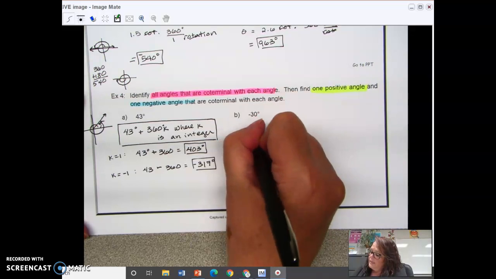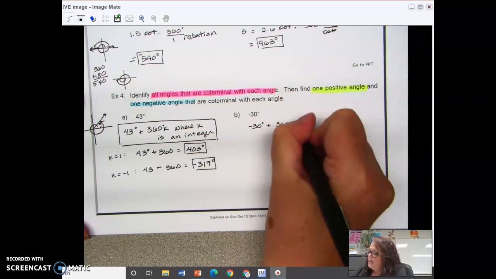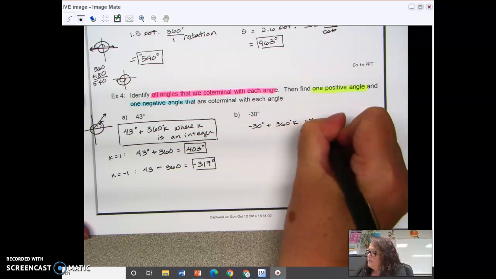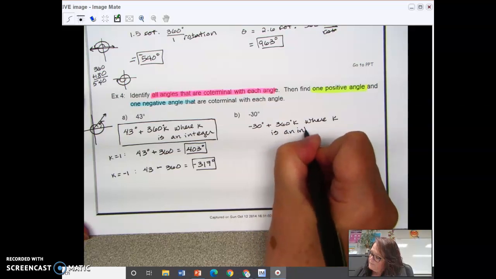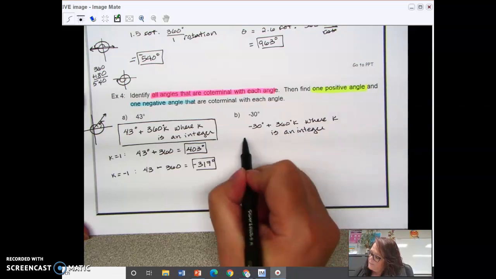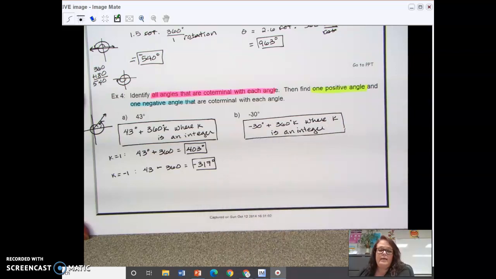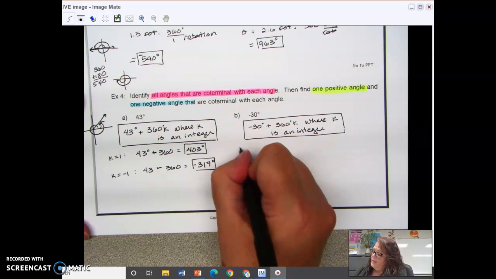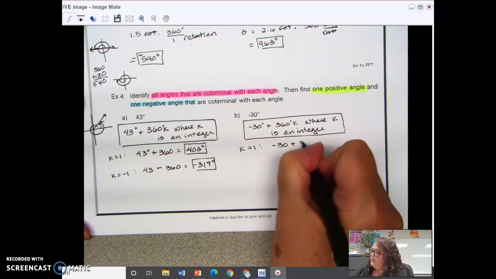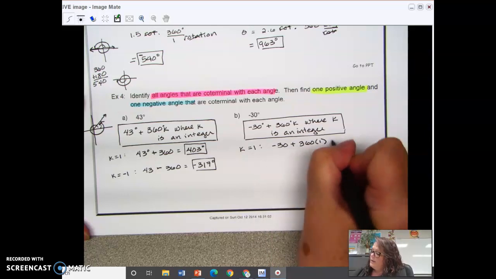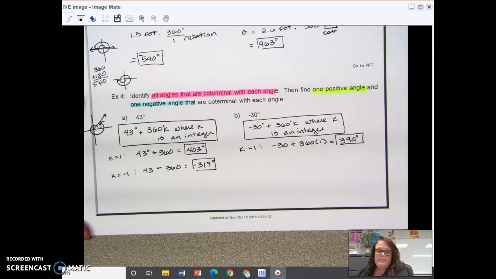All right, so to get all possible, we would take -30 degrees plus 360 times k, where k is an integer. So that's every possible angle that's coterminal with that angle. All right, and so then I can let k equal 1, and that gives me -30 plus 360 times 1, and that gives me 390 degrees. So that would be one example.